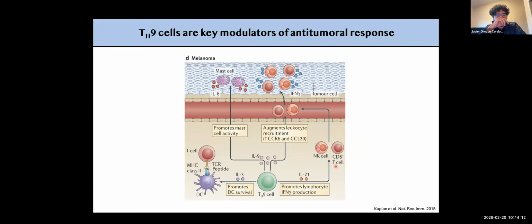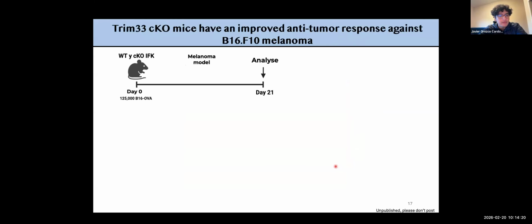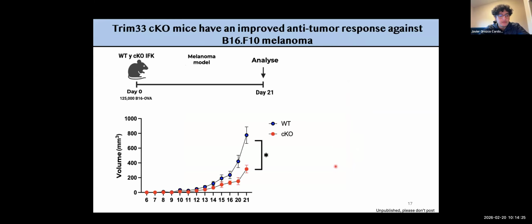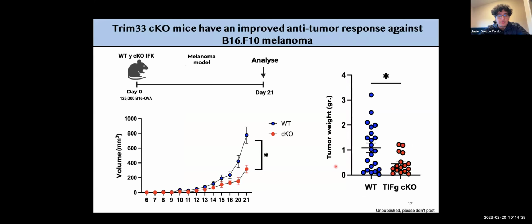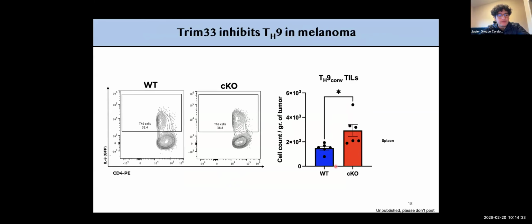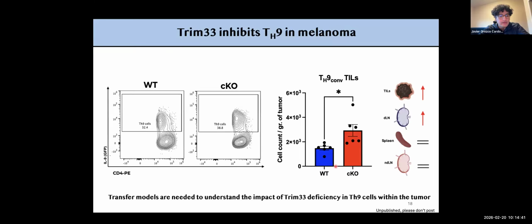As I told you before, Th9 cells are also important in the tumor response, so we use a melanoma model to see what was happening in these mice. What we found is that they have a better tumor response, showing smaller volume throughout the time and smaller tumors at the final day of the experiment. And when we do flow cytometry, we indeed found that they have more Th9 cells in the tumor as well as in the tumor-draining lymph nodes. However, we still need to do transfer models in order to understand the impact of TRIM33 in this population and what is happening with the tumor.